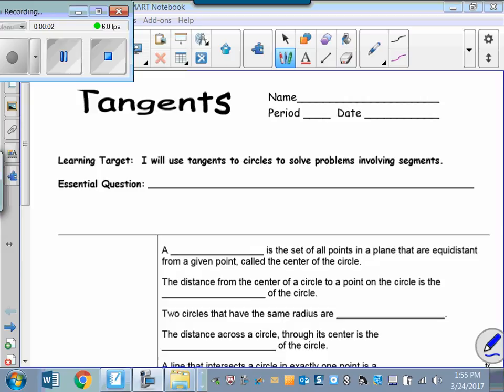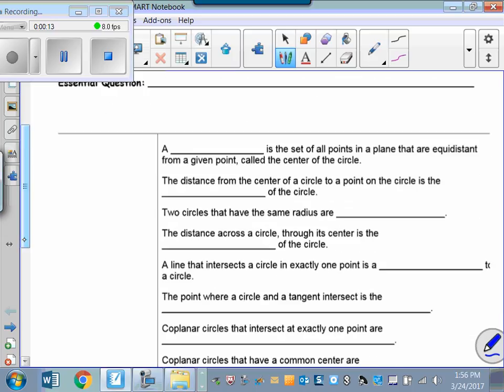We're going to open up our unit on circles today by first going back and reviewing a little vocabulary, and then we're going to talk about tangents of circles. So what is the set of all points in a plane that are equidistant from a given point called the center? That's what a circle is. Set of all points equidistant from the center.